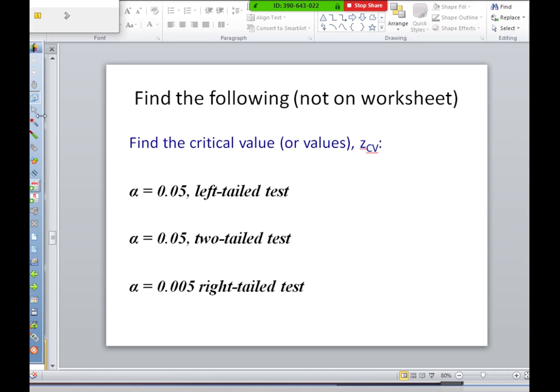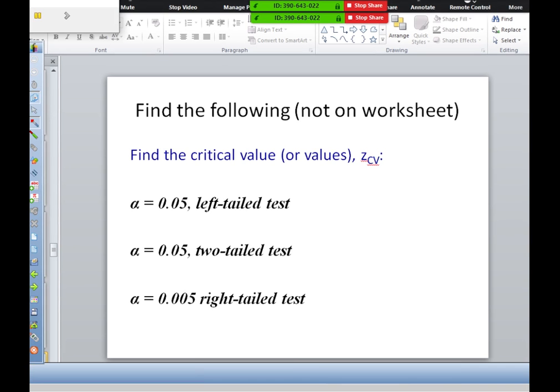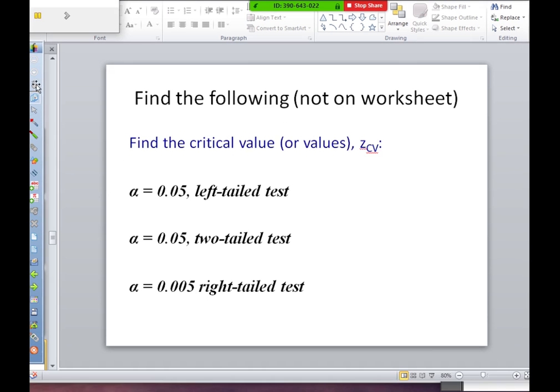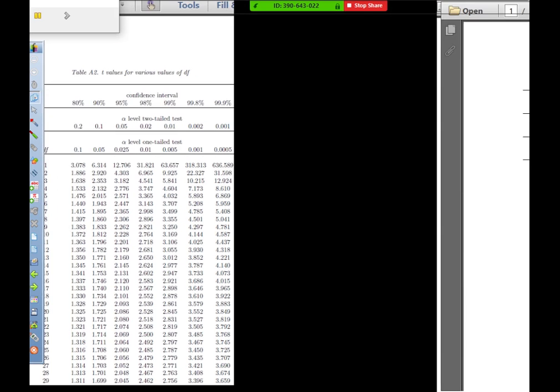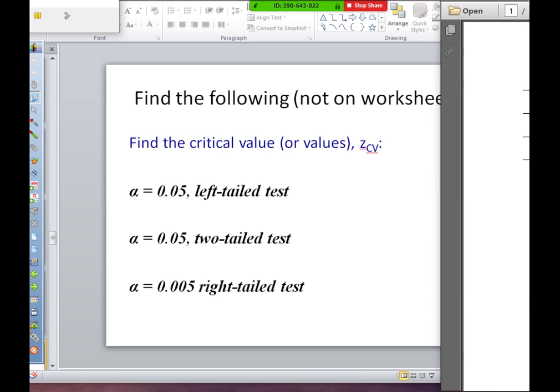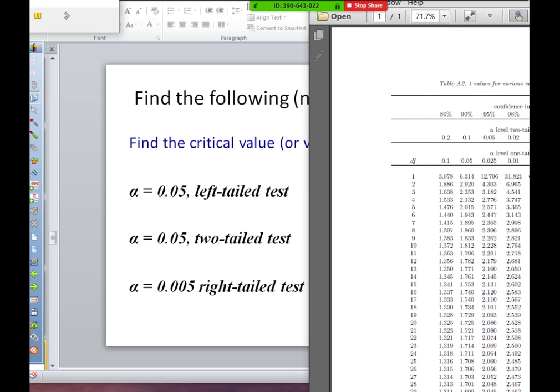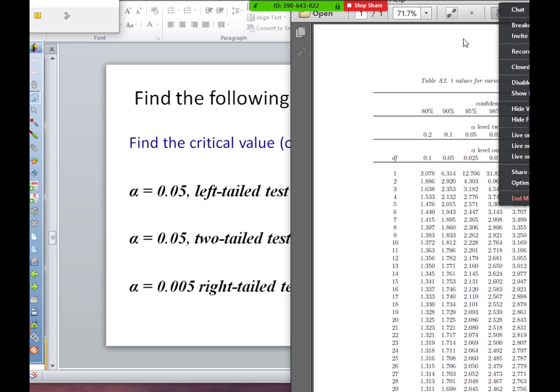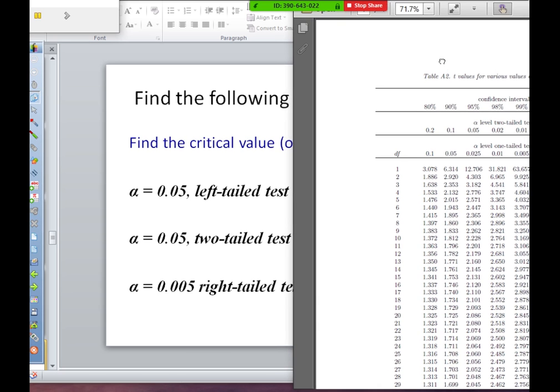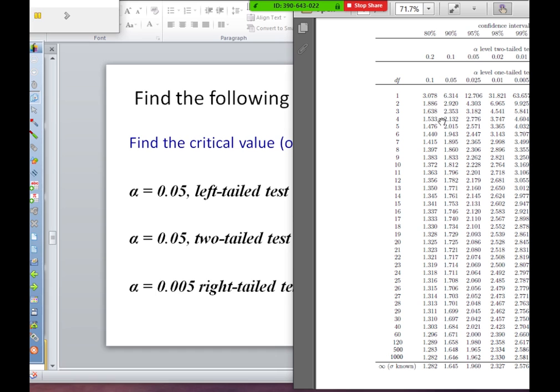All right, so pull out your t-table. It's not on your worksheet. I want you guys to find these amounts here. So I'll put my table out so you guys can find them if you need to. Okay, so look up and find these three numbers. It's not in your handout. We're still on the first page. Just find them.